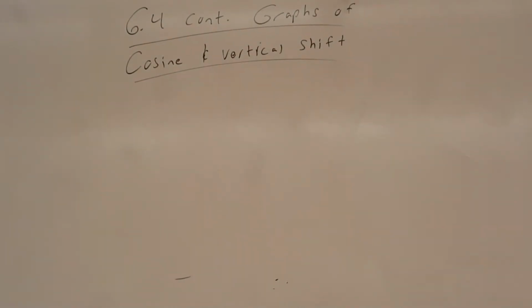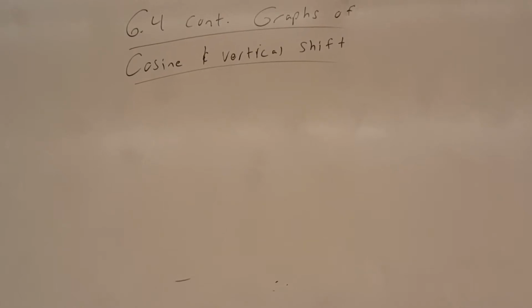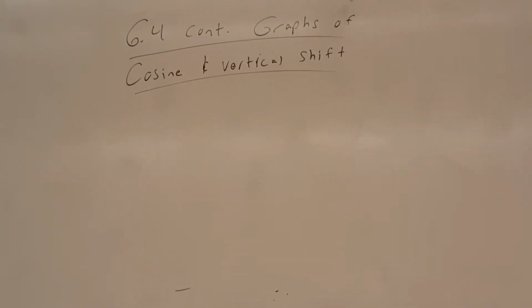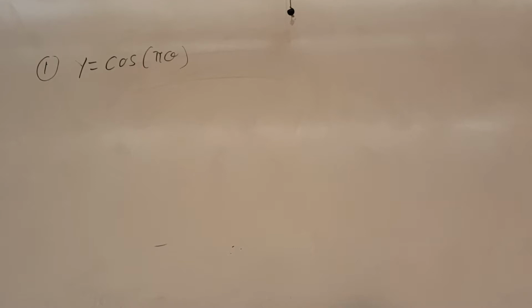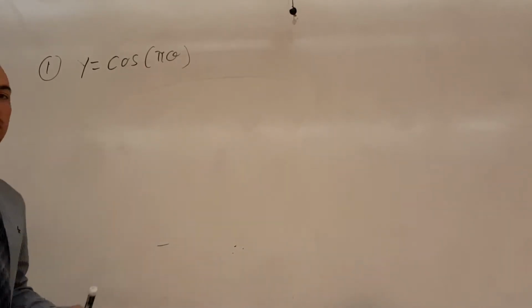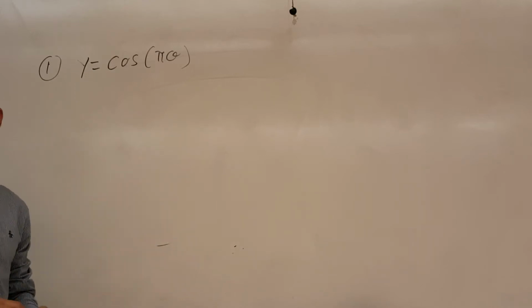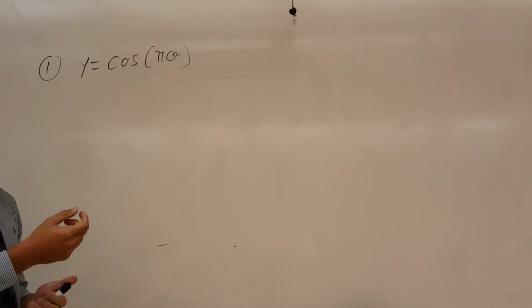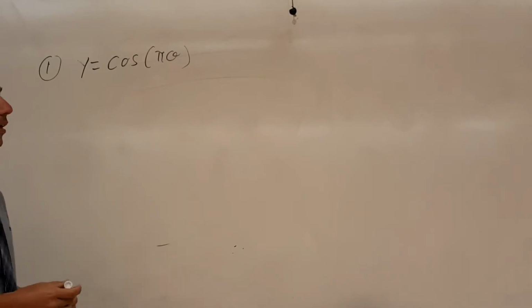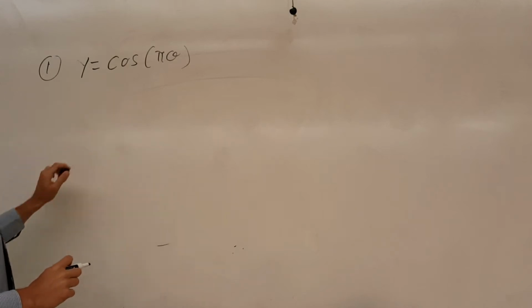All right, this is our next lesson, 6.4 continued. This will be graphs of cosine, and we'll add in vertical shift. When we're graphing, cosine and sine are very similar. The only difference is cosine will start at its maximum or minimum value, and sine starts at 0, or what we call the midline. So, graphing cosine here.